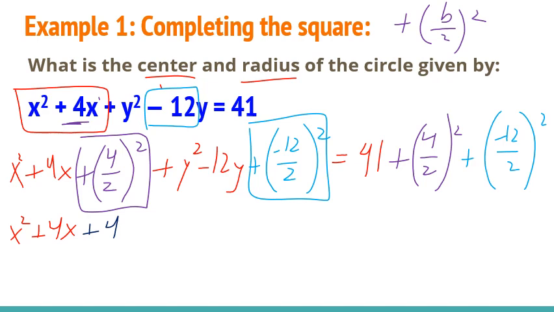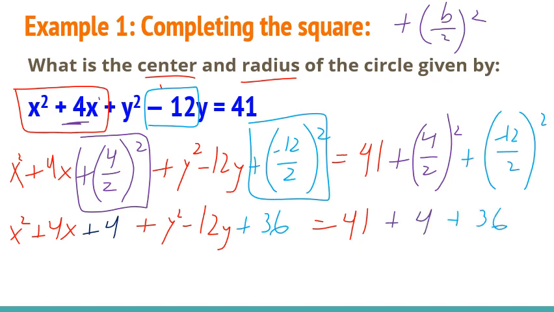Then moving on to the y terms, negative 12 over 2 is negative 6, but if you square that, you're going to get positive 36. So what we really added to the other side was 4 and 36 after we simplify those fractions. Because we're squaring, one little tip: these numbers should always turn positive, even if they started negative like that 12 did.